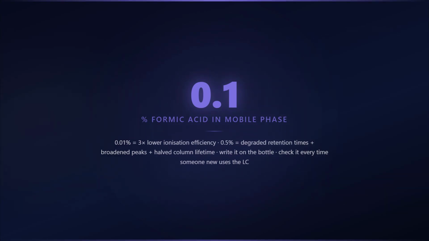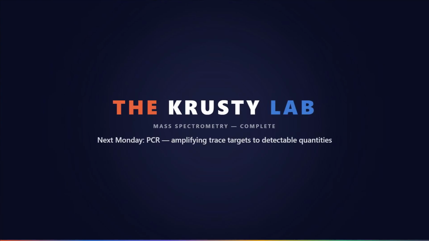0.1%. Write it on the bottle. Check it every time someone new uses the LC. That one number affects your ionization, your peak shape, and your column simultaneously.